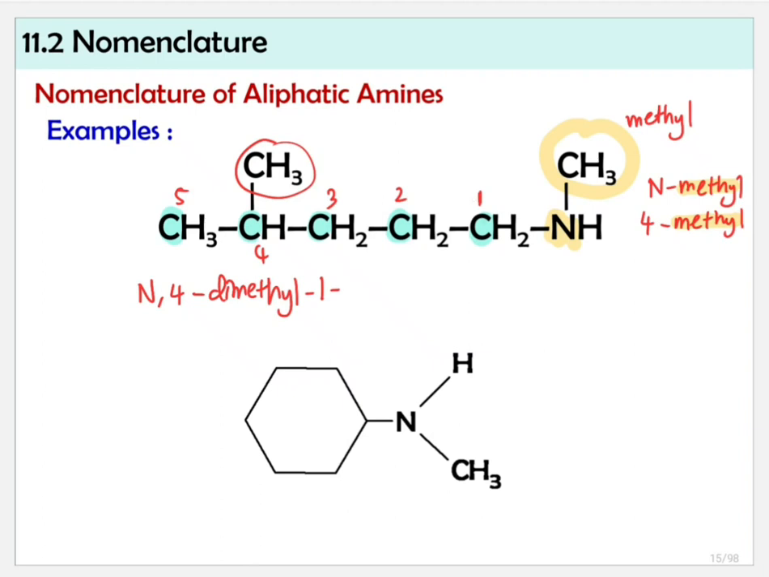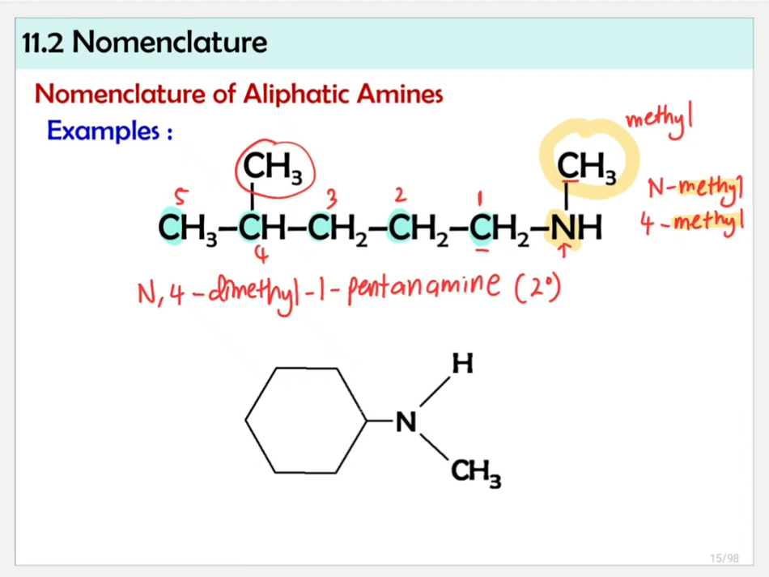So, N,4-dimethyl. Okay, 1, because at carbon number 1 ada nitrogen. So, this is 5 carbon, pentanamine. Okay, so that's the full name. And for the class of this amine, so nitrogen ini bonded dengan 2 carbon. Therefore, 1 carbon, 2 carbon. This is a secondary amine. And the next example, okay, cari longest chain yang ada nitrogen.